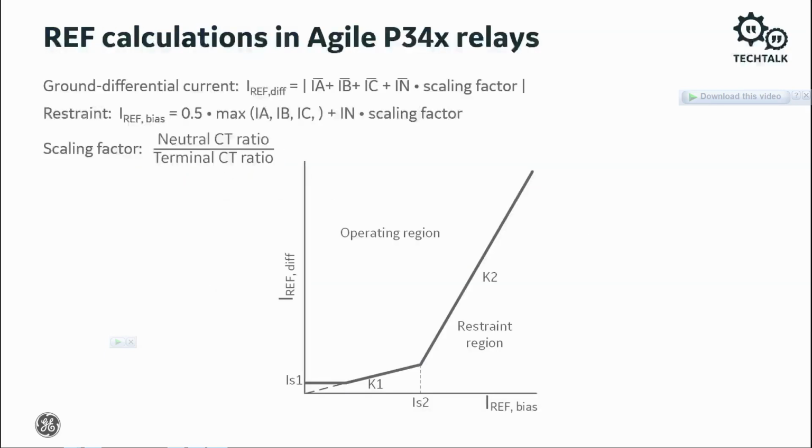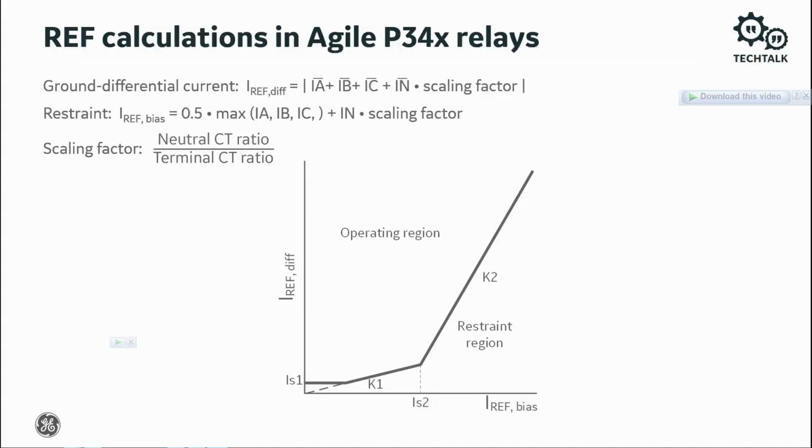The P34X restricted earth fault calculations for the low impedance bias differential are shown here. Stability for external faults is from appropriate scaling for IREF bias. The differential current is produced as an unbalanced current between the neutral zero sequence current derived from phase CT's IA plus IB plus IC and the neutral CT IN input times a scaling factor. The neutral current scaling factor compensates for differences between neutral and phase CT ratios. Make certain that the CT ratios are programmed correctly.